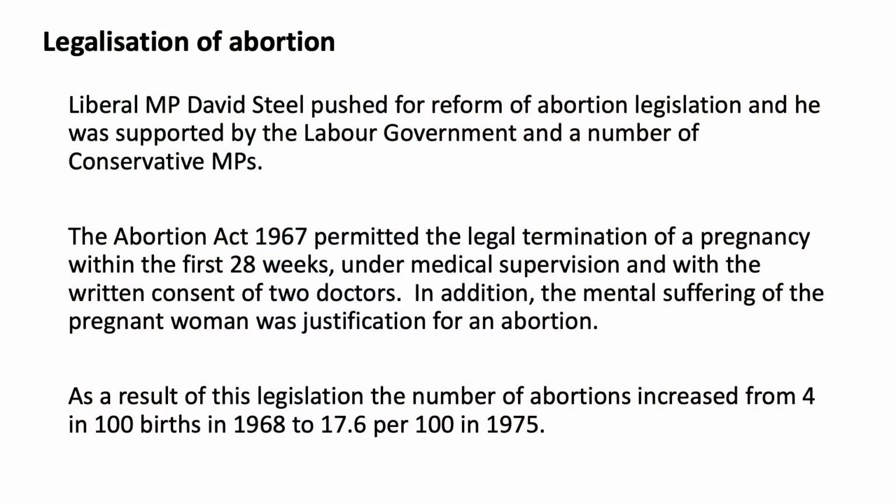That mental suffering has equal standing as physical suffering. Now, a result of this change in legislation is that the number of abortions increases from 4 in 100 births in 1968 to 17.6 per 100 by 1975. But you've got to accept that the backstreet abortions were never counted in that 1968 figure. So we only know that 4 in 100 legal abortions took place. We don't know how many backstreet abortions took place as well.